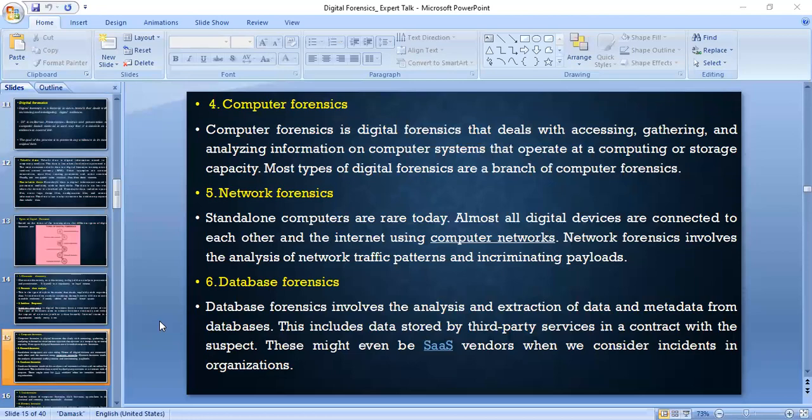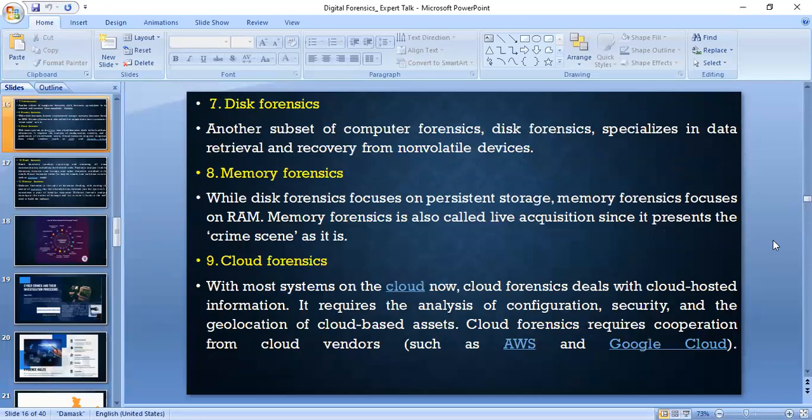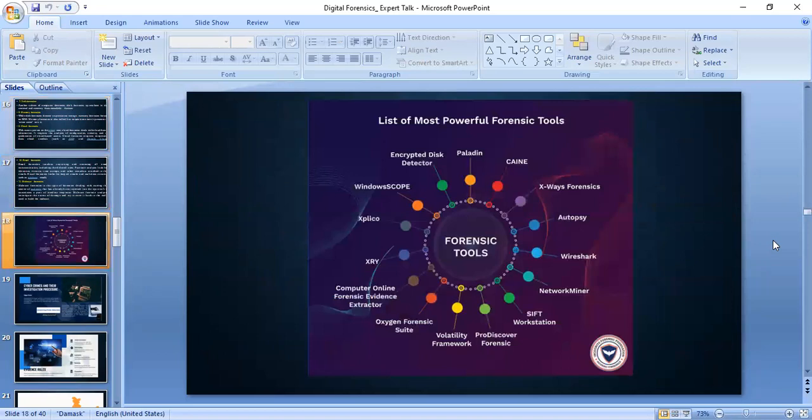Next. Again, email forensic, malware forensic, cloud forensic. These are nothing but the different types of digital forensic. Then the most important thing: we want to provide the solution, right? So for that purpose we require digital forensic tools. What different types of tools do we have? These are the different types of digital forensic tools.